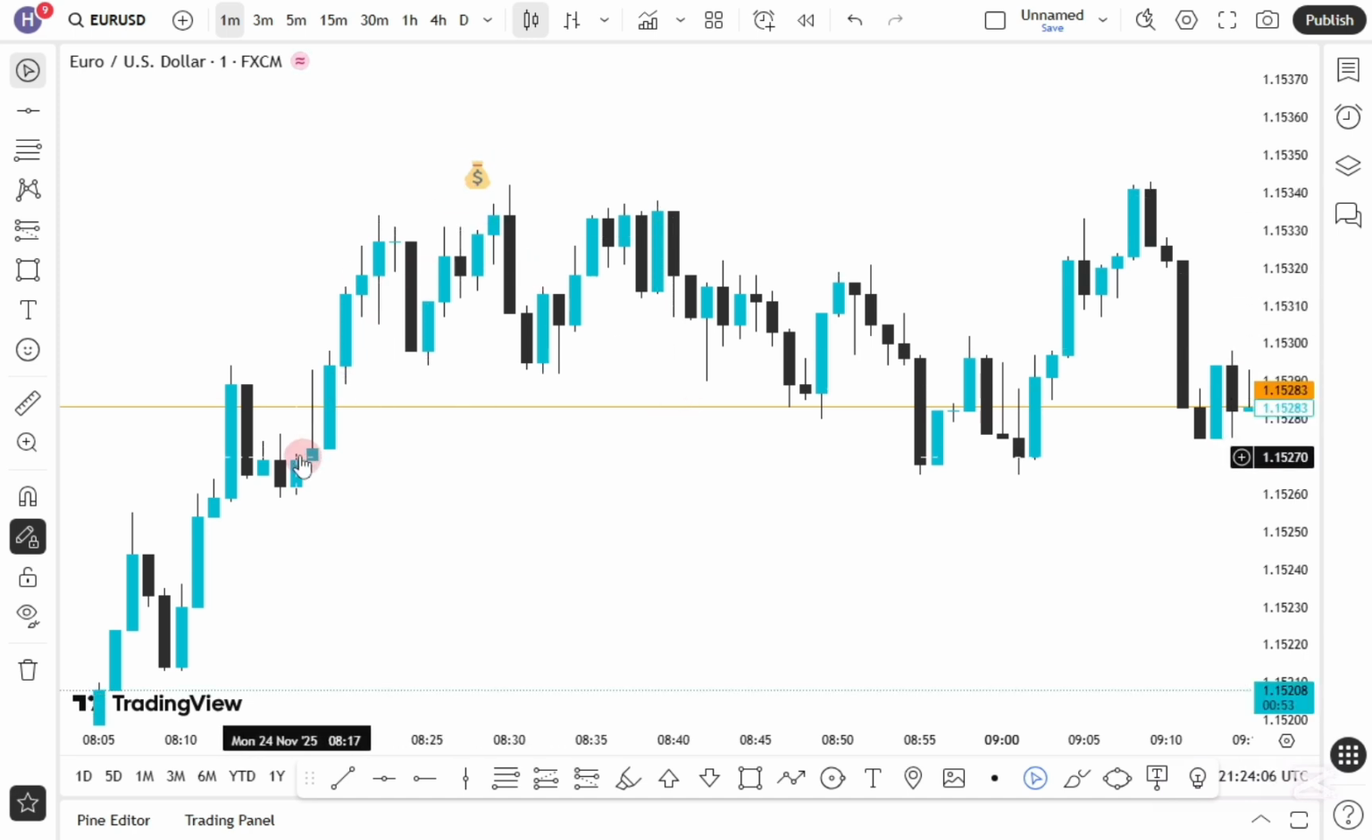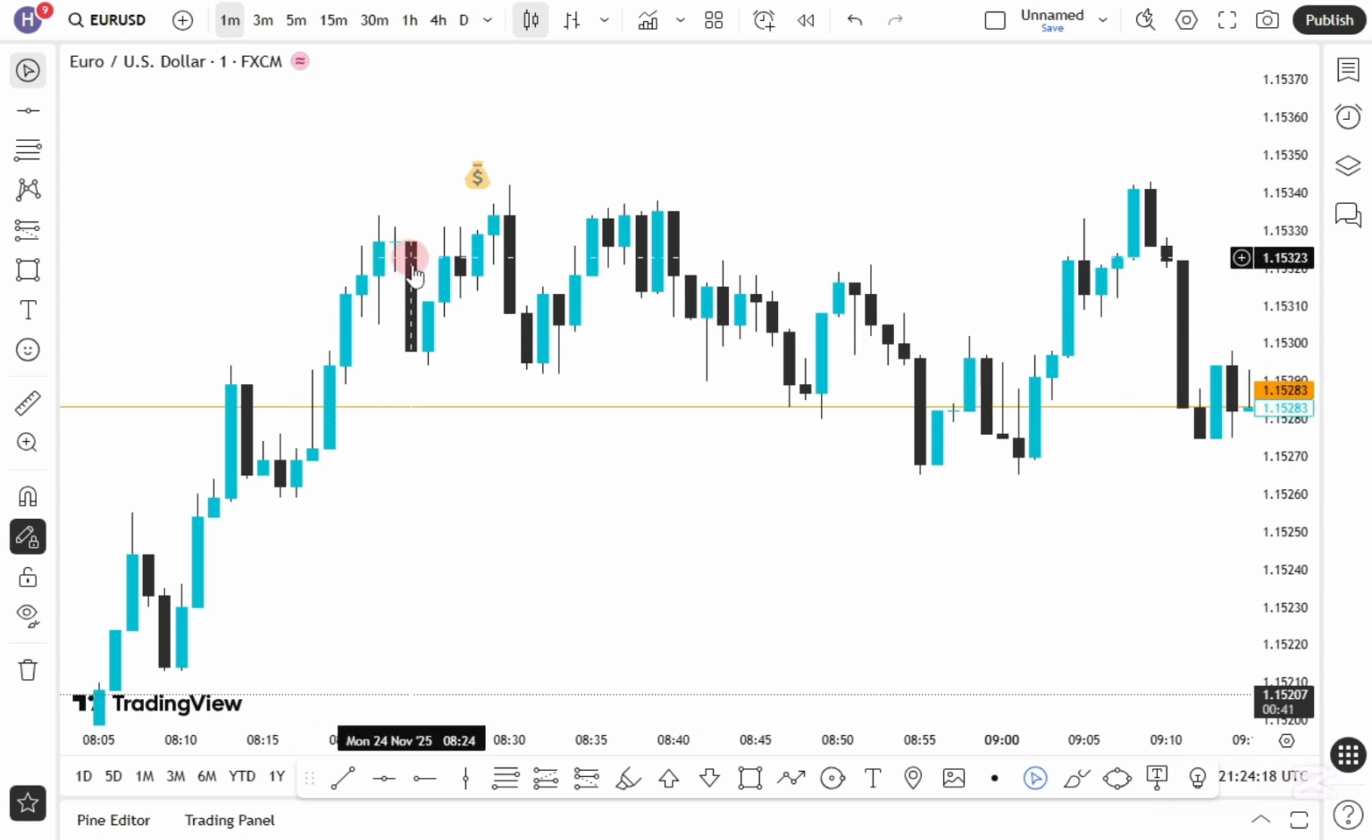Once it breaks out liquidity, once it takes out liquidity like this, you have to pay close attention to the market, each candle. Now, we have this bearish candle that is formed. Please pay good attention. We have this bearish candle that is formed.